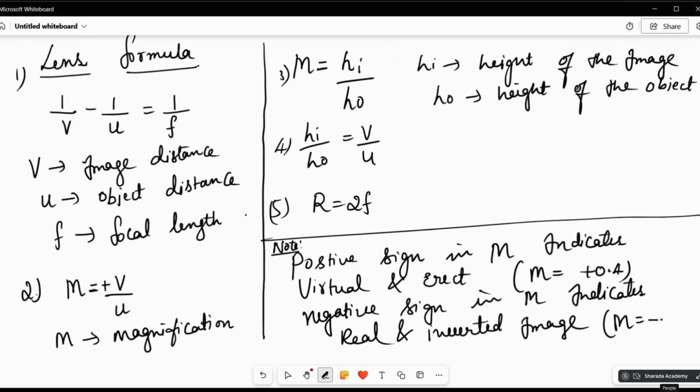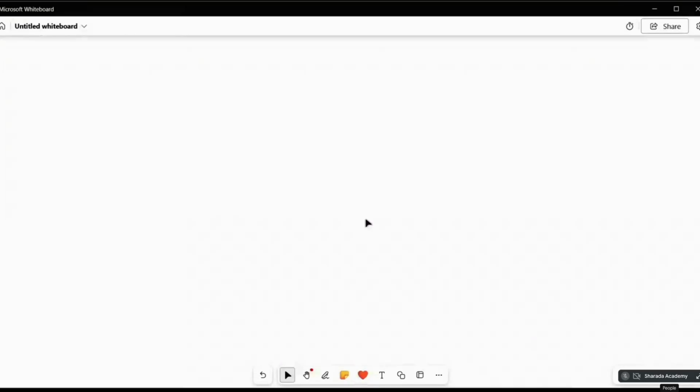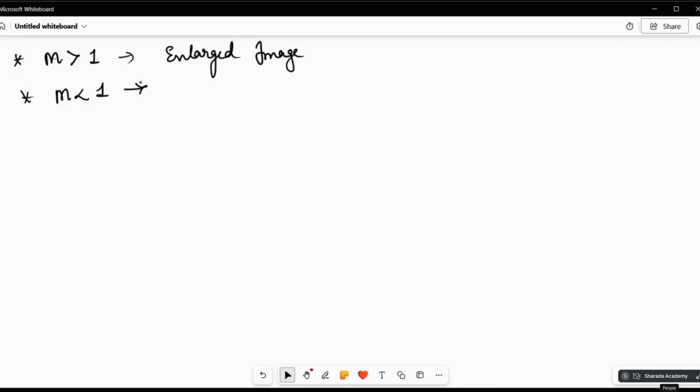Example, write M is equal to minus 0.4. Here minus indicates it should be real. Or minus 2 only you write, because enlarged you will get, right? Write down M value greater than 1. If the M value is greater than 1, it indicates an enlarged image. Then if M is less than 1, it is a diminished image. Write the example greater than 1, minus 2 only.